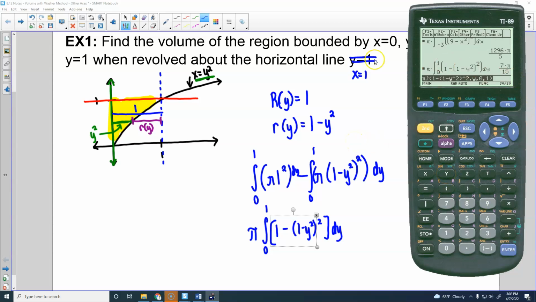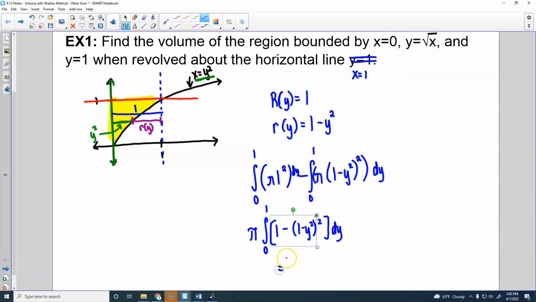All right, 7 pi over 15. No, because when you square that, it's got to be 1 minus 2y squared plus y to the 4th. So you would have it like this. You'd have negative 2y squared plus y to the 4th if you simplified that. And if you had to do it by hand, you would need to do that before you actually integrated there. Okay? All right, questions?